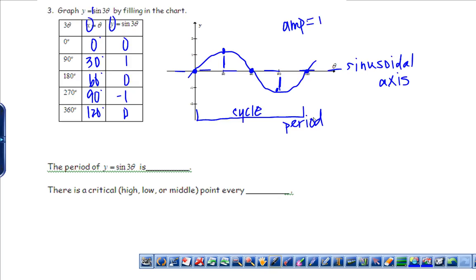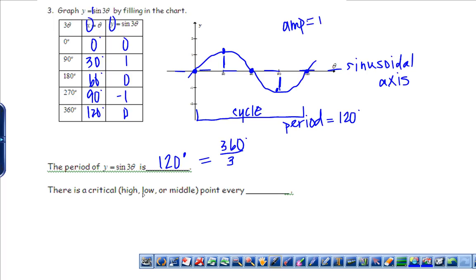So how many degrees did it take me to do this? Well, it looks like it took me 120 degrees. And that's actually one of the questions now. The period of this is 120 degrees. So how did we come up with that? Is there a way we can do the formula? And there is. It looks like we started with 360 and we divided by 3. And is that always going to happen?